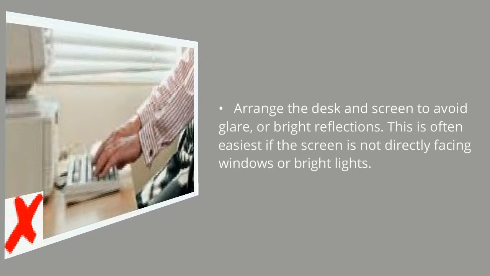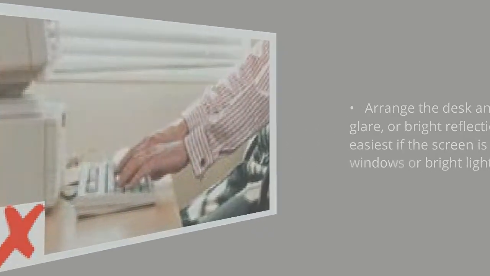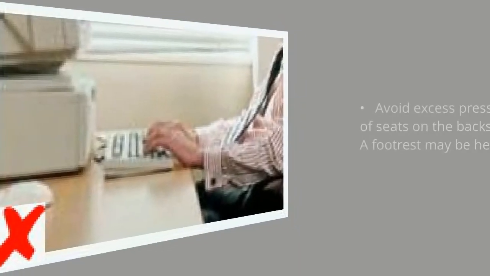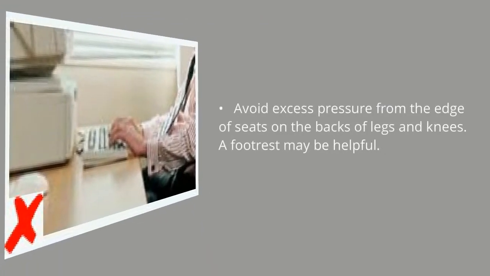A document holder may help avoid awkward neck and eye movements. Arrange the desk and screen to avoid glare or bright reflections. This is often easiest if the screen is not directly facing windows or bright lights. Adjust blinds to prevent intrusive light, and make sure there is space under the desk to move your legs. Avoid excess pressure from the edge of seats and on the backs of legs and knees. A footrest may be helpful.